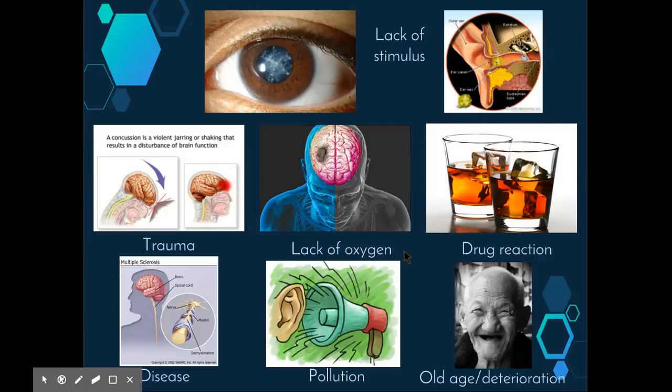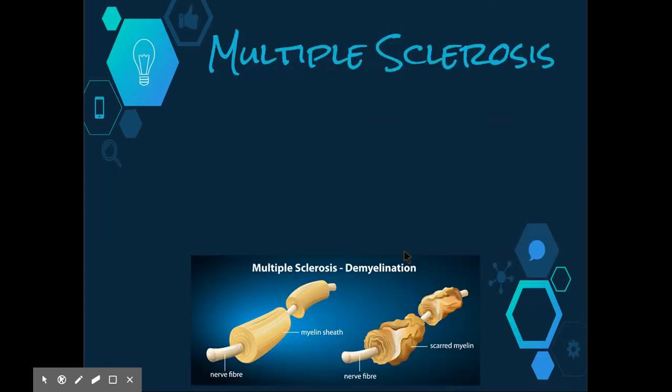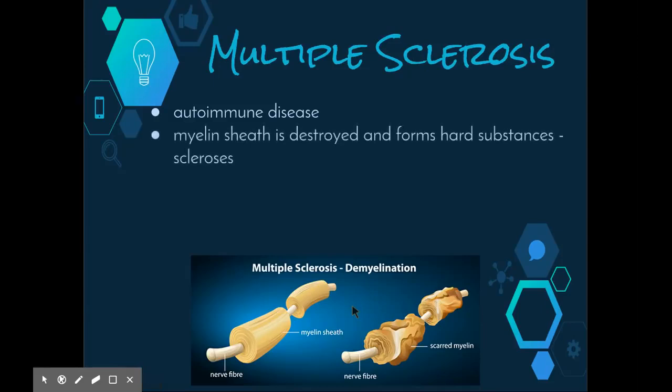So we're going to have a look at a few specific examples of different problems that happen here. So different short circuits, what causes them, and some symptoms that could result. So firstly, multiple sclerosis. Multiple sclerosis is an autoimmune disease in which there is an immune attack by the body on its own cells, in particular, the myelin sheath. So gradually the myelin sheath in the central nervous system is destroyed and becomes hard substances known as scleroses, which is obviously where we get the name multiple sclerosis.